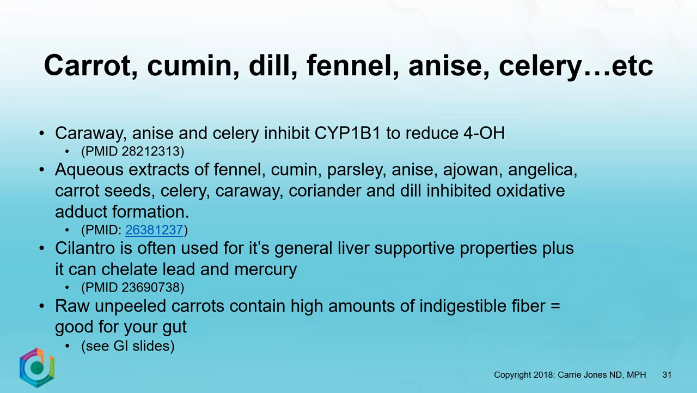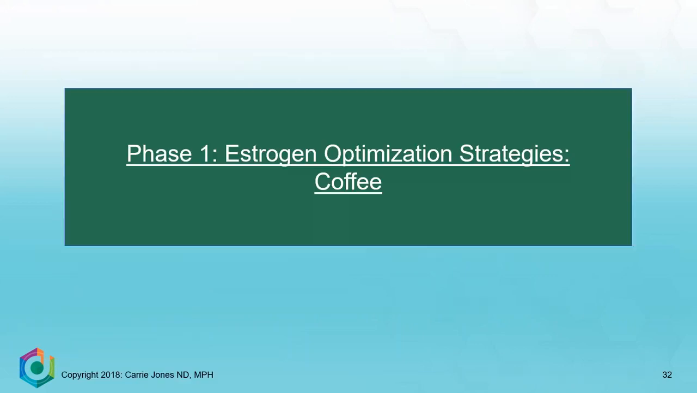Now, cilantro is often used for its general liver supportive properties, and of course, it can mildly chelate lead and mercury, which is not the point of this talk, but I thought it was pretty interesting. There's the research there. And then raw unpeeled carrots. If you buy carrots, don't peel them. Wash them, but don't peel them. The carrots contain high amounts of indigestible fiber, which is really good for your gut microbiome, and that'll be really good as we get into the GI slides.